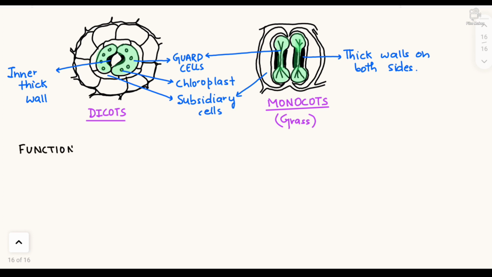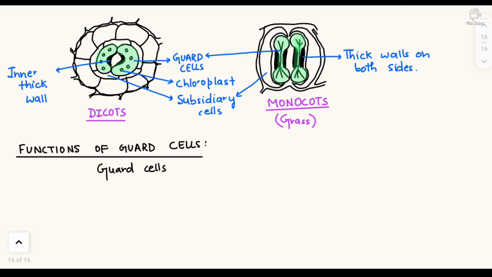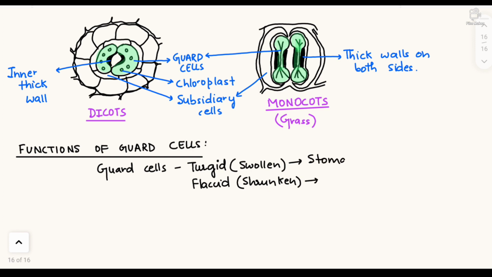Now let's see the function of stomata or guard cells. So what's the major function? The major function of guard cell is opening and closing of stomata. How do guard cells help in opening and closing? If the guard cell is turgid, which means it's swollen, then it will keep the stomatal pore open, and if the guard cells are flaccid or in the shrunken condition, then the stomatal pore will remain closed.